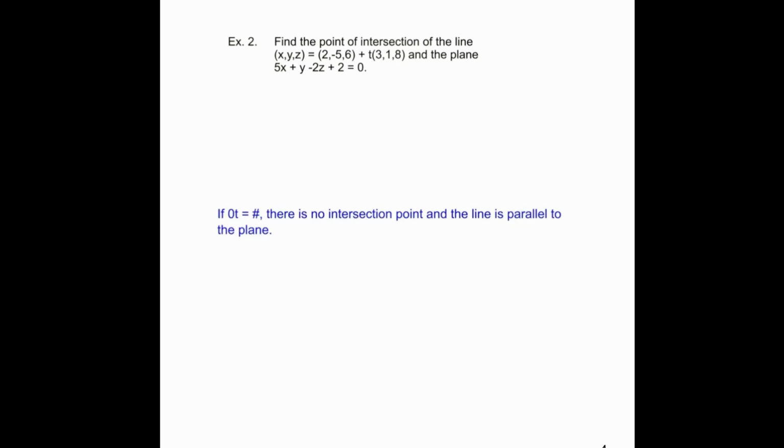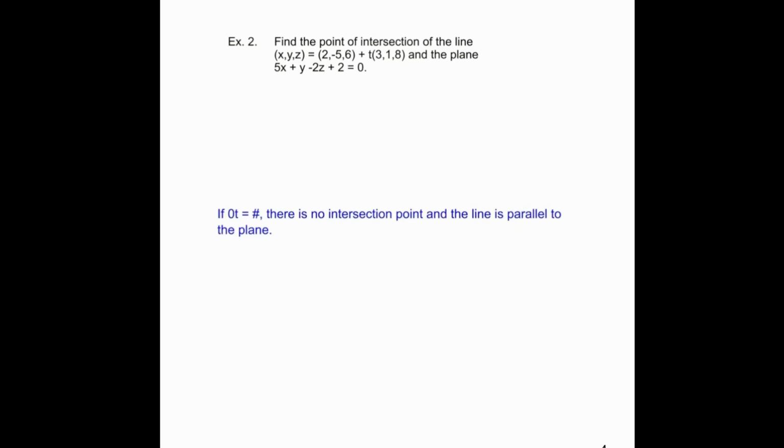Let's do another one. It is the exact same process. Turn the vector equation of the line into the parametric equation, sub into the equation of the plane and solve for t, and depending on what's happening with t, we're going to use that value of t to solve if there is a point of intersection.